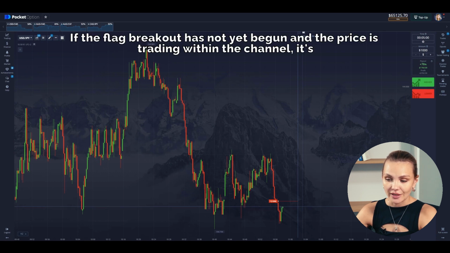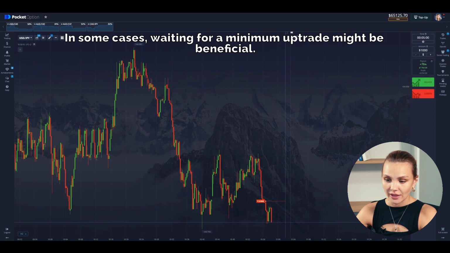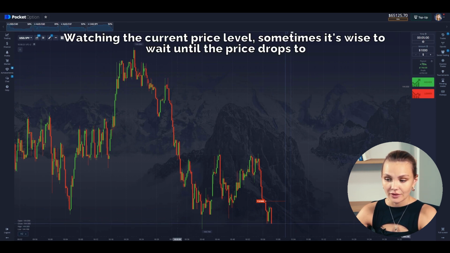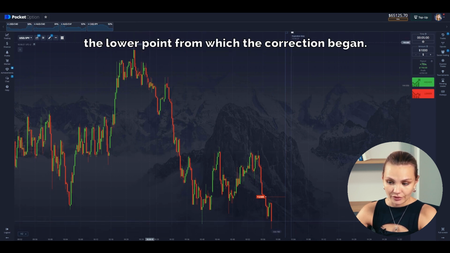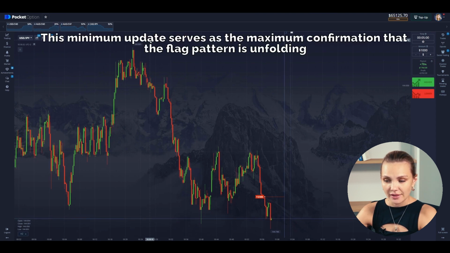If the flag breakout has not yet begun, and the price is trading within the channel, it's better to refrain from entering the trade. In some cases, waiting for a new minimum might be beneficial. Watching the current price level, sometimes it's wise to wait until the price drops to the lower point from which the correction began. This new minimum serves as the maximum confirmation that the flag pattern is unfolding.